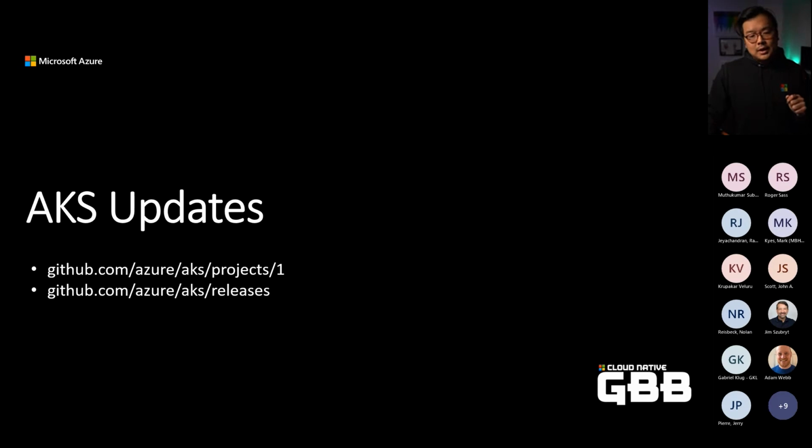You can reach that at github.com/Azure/AKS/projects/1 for all the roadmap details of what's going to come out eventually, on our backlog of things to put into AKS. And then the releases page, as you can see there in the link, will show you what has actually been released at a certain point in time.